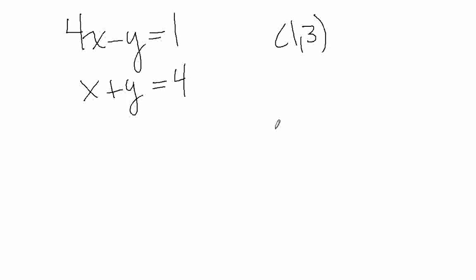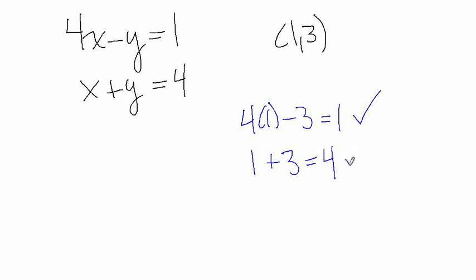In the first linear equation, I will replace x with 1 and y with 3. So 4 times 1 minus 3 gives 1, which is equal to the right side. All right, so that checks out. For the second linear equation, I will do similarly. I'll replace the x with 1 and the y with 3, and that gives 4, which is equal to the right side. So that checks out. So yes, (1, 3) is a solution of this system of linear equations. Okay, see how that works?